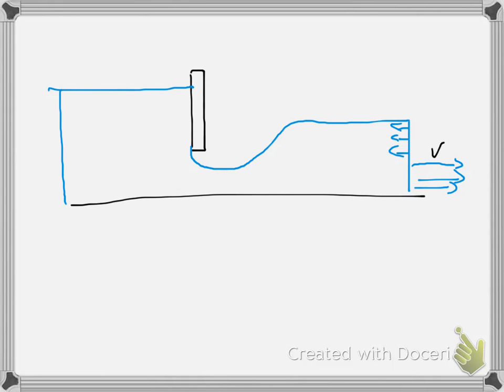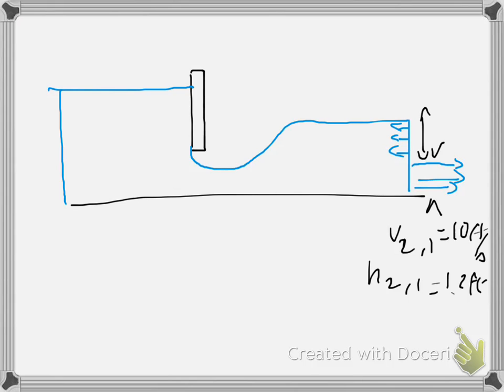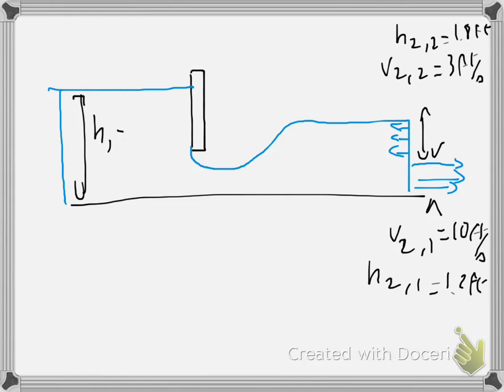The given in this problem are the velocity profile downstream of the sluice gate with a wall jet of velocity V21 equal to 10 feet per second, and H21 is equal to 1.2 feet, and a reverse flow of height H22 equal to 1.8 feet, and the velocity V22 is equal to 3 feet per second in reverse. The only thing that is known upstream is the height of the river, which is H1 equal to 6 feet.